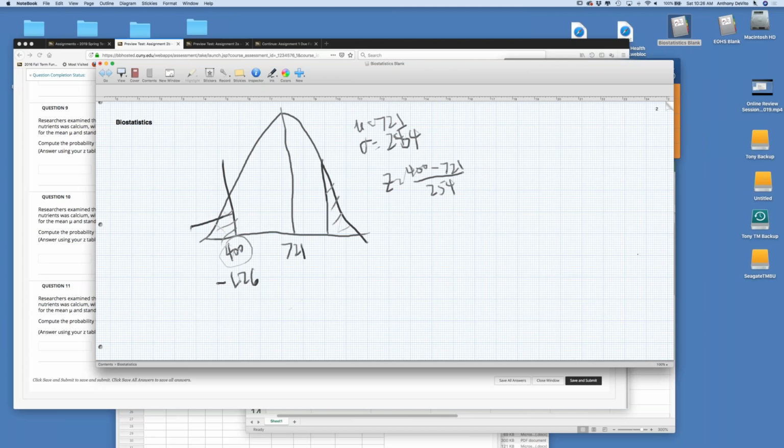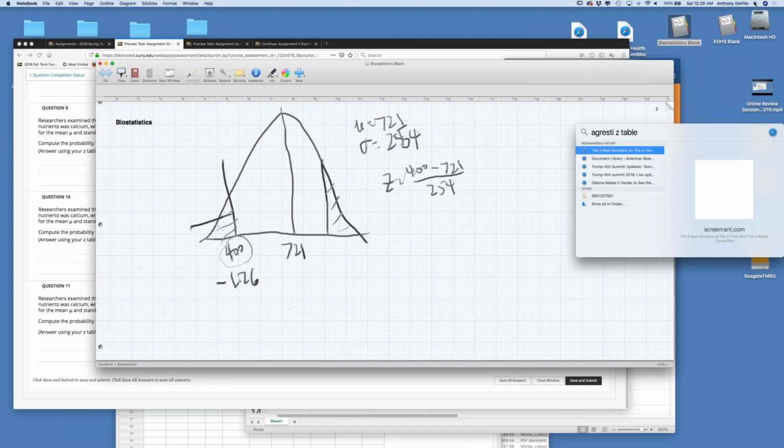I like using the Gressley table. You can use the one in the book. They're exactly the same table. I just like it, it's pretty. I don't know why I like it. More comfortable with it, I guess. I can't find it quickly. There we go.